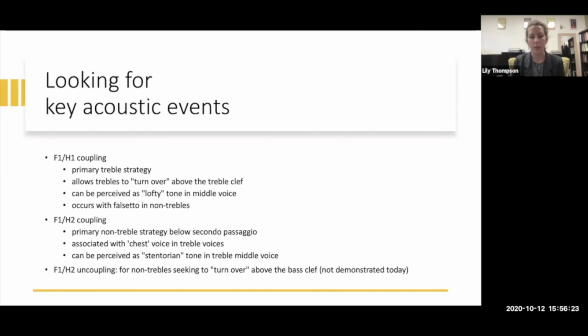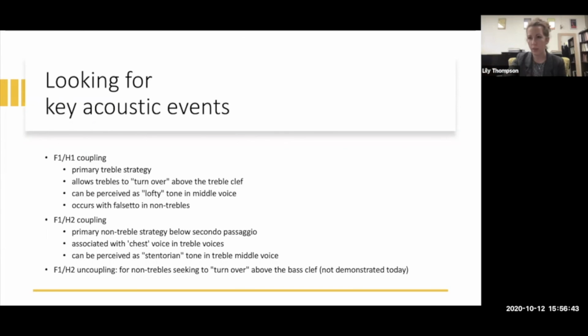And these have to do with registration events for the treble voice. An F1-H1 coupling, which means that our first formant and our first harmonic are working together. This is the primary treble strategy.